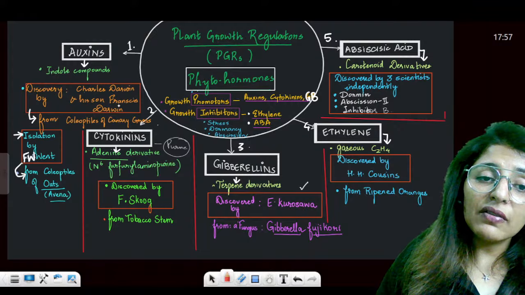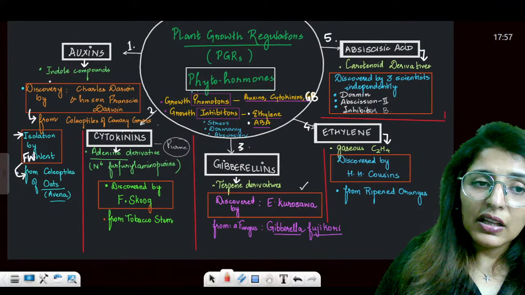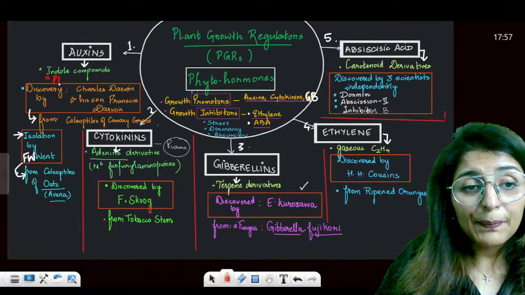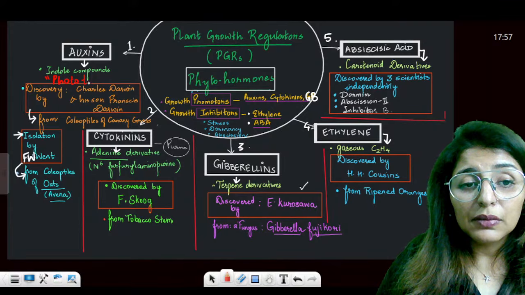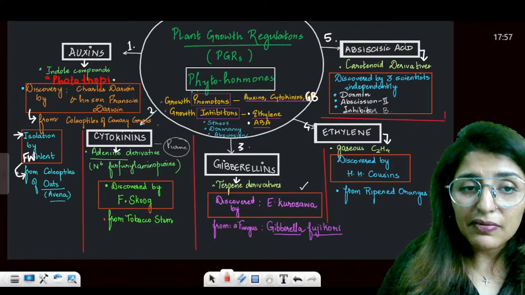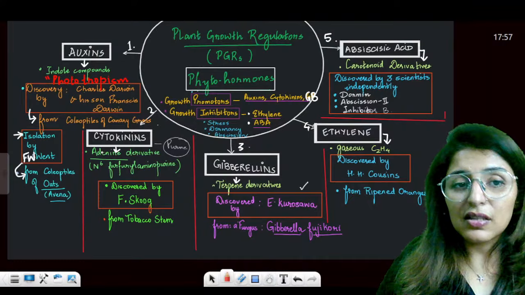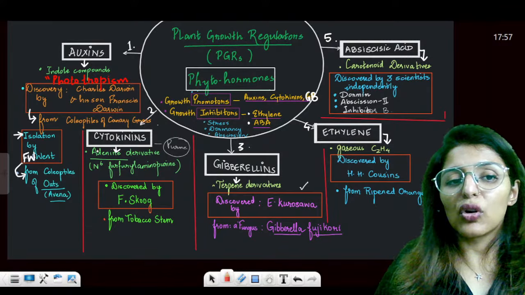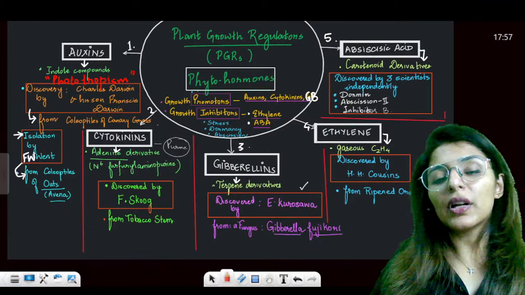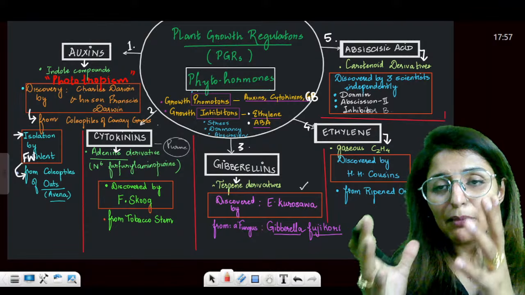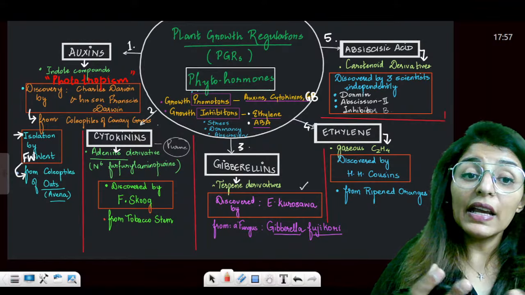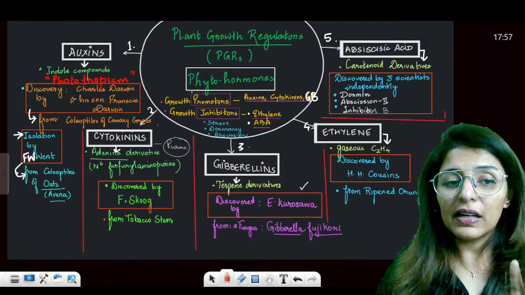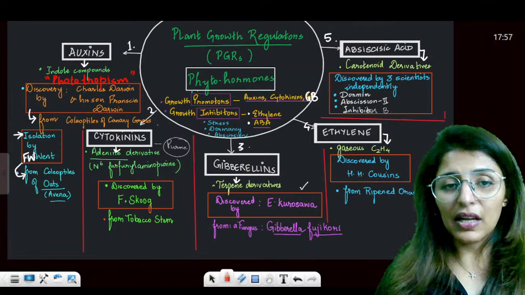While Charles Darwin and his son were discovering it, this is when they explained the phenomenon of phototropism. They discovered the reason behind phototropism, so that is how auxin got discovered. Everybody knew that plants grow towards light and the stem bends towards the light, but nobody actually gave us the reason. The reason behind phototropism was discovered by Charles Darwin and his son.